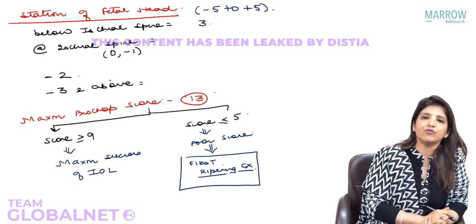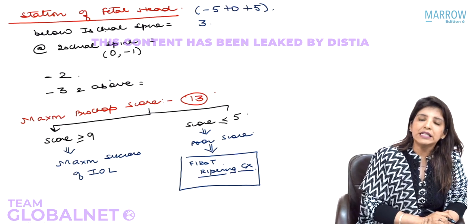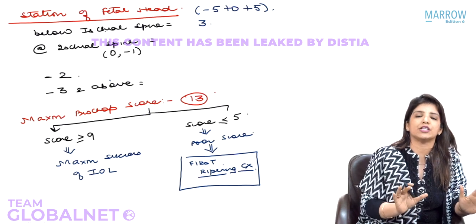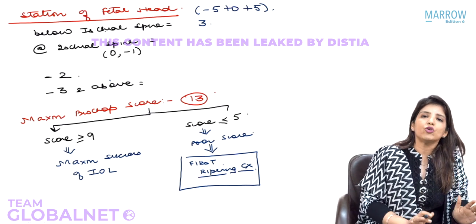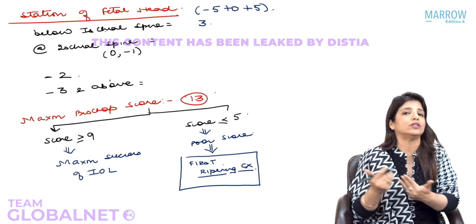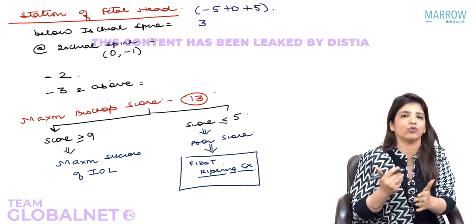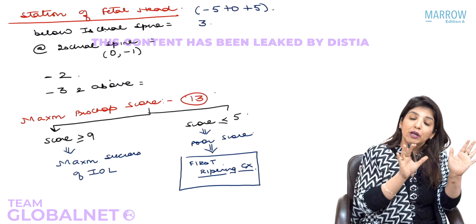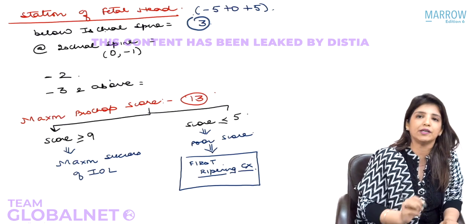So if the head of the baby is below the level of ischial spine, that means engagement has already happened, because engagement means that it should be at the level of ischial spine, right? So if you are getting any number which is positive, below the level of ischial spine, it could be +1, +2, +3, +4, +5. No matter what the station is, if it is below the level of ischial spine, then I'm going to give it a score of 3.